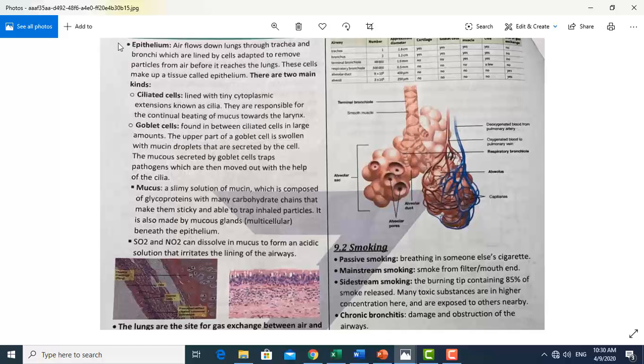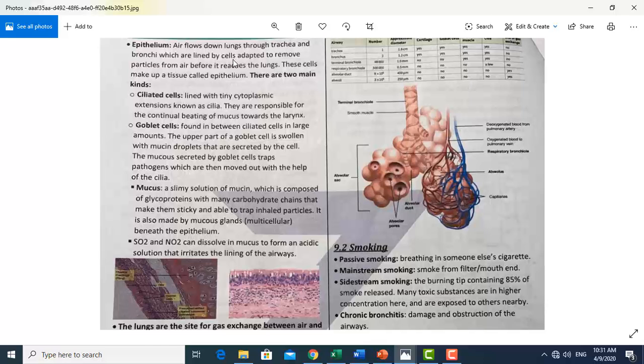The next thing that we have is something called the epithelium. The epithelium is like the inner lining of the organs. The air flows down to the lungs through the trachea and the bronchi, which are lined by cells adapted to remove particles from the air. As we mentioned before, the air, while it goes from your nose till it reaches the larynx, and from there to the trachea, is going to be filtered. By what? By the tiny hairs that you've got inside of your nose. This is the first filtration.